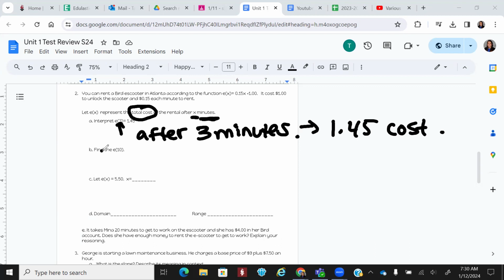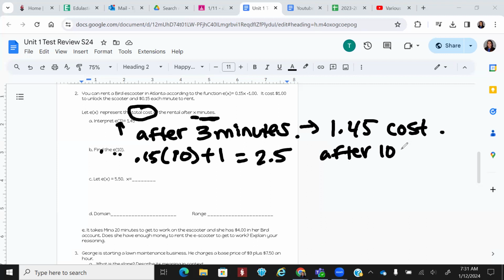Now, if I say find E of 10, what would I do here? Plug in 10 into the situation. I got 0.15 times 10 plus 1, and that gave us 2.5. So what does this mean in context? This means after how many minutes, how much is it going to cost?